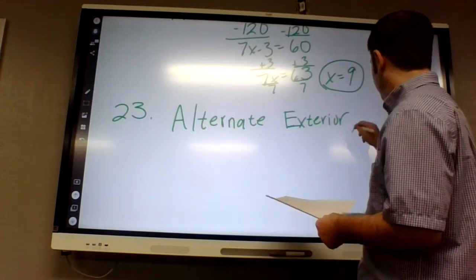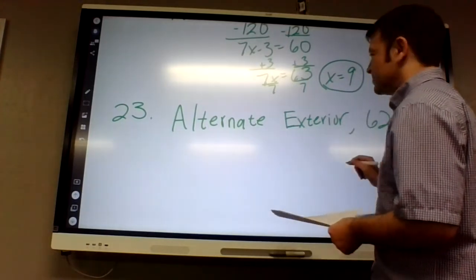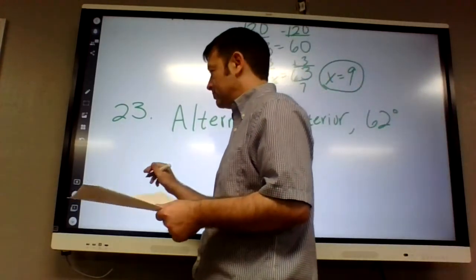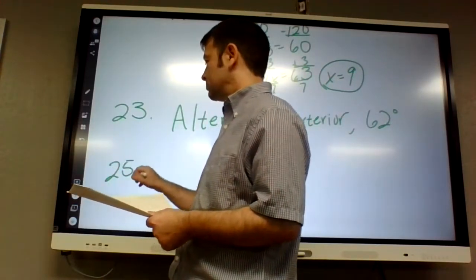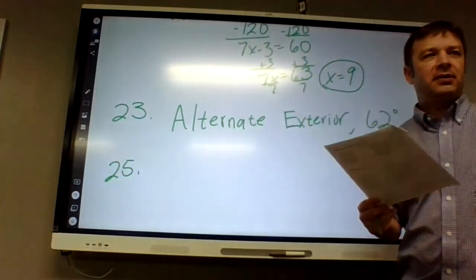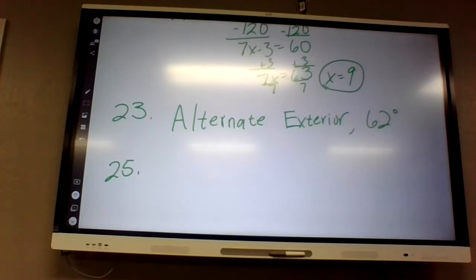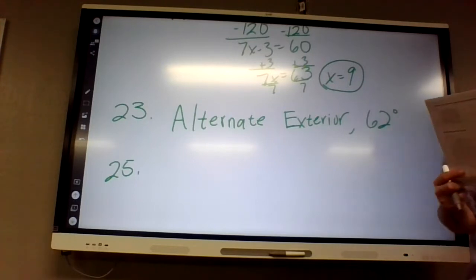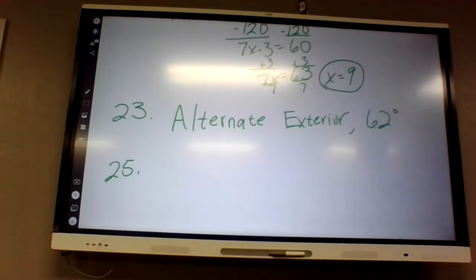And 62 degrees. It's 12 because 11 times 12 is 132. 132 minus 7 is 125. Alright, see, I just did maths. On 25, it says just solve for x. Anna, how could we set 25 up?